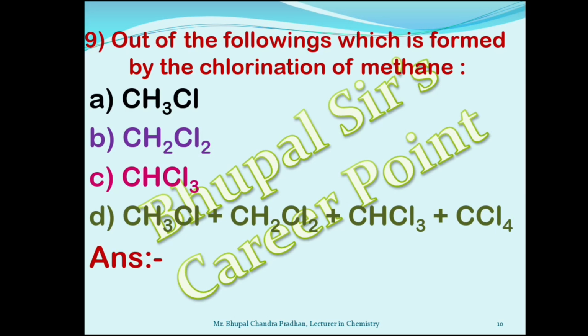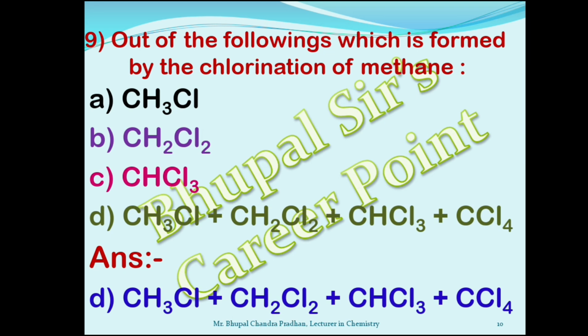It is a chain reaction. Whenever methane reacts with chlorine, first of all methyl chloride is formed. Again it can react with chlorine to give dichloromethane, which again reacts with chlorine to give trichloromethane, which can again react with chlorine to give tetrachloromethane. Thus, by a chain reaction, a mixture of four alkyl halides is formed. Thus, the actual answer is option D, that is methyl chloride plus dichloromethane plus trichloromethane plus tetrachloromethane. Thanks to the students who gave the answer option D.